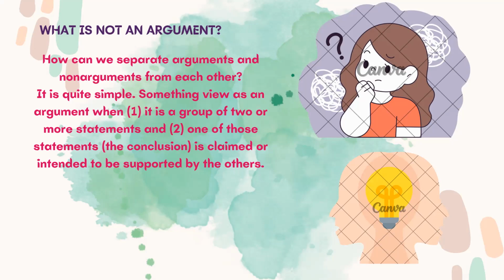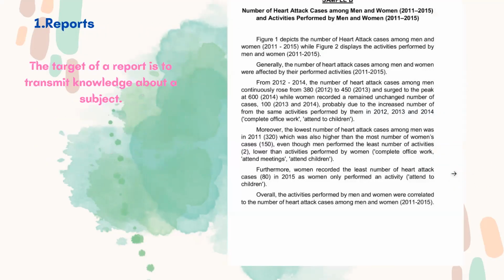It's quite simple. Something is seen as an argument when it's a group of two or more statements, and one of those statements, the conclusion, is claimed or intended to be supported by the others. Now, we look at five non-argumentative discourses that can be confused with argument. The first one is reports. The target of a report is to convey knowledge about a subject. And there is an example of reports.